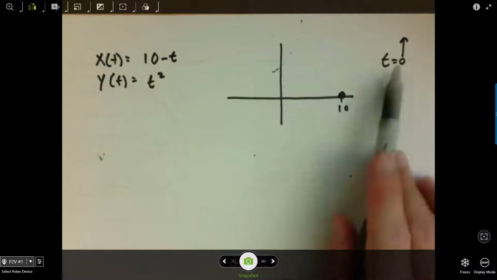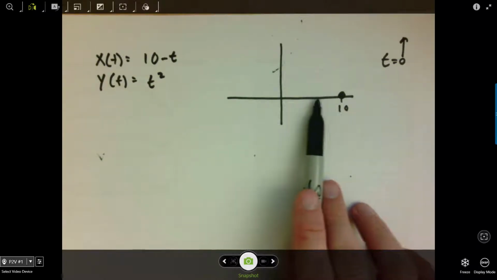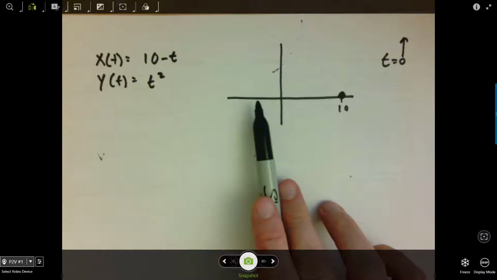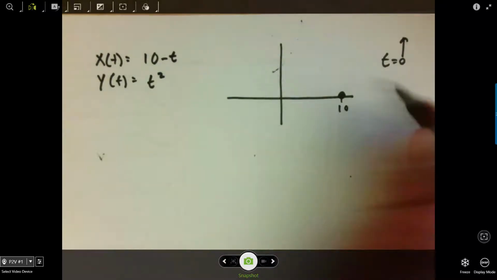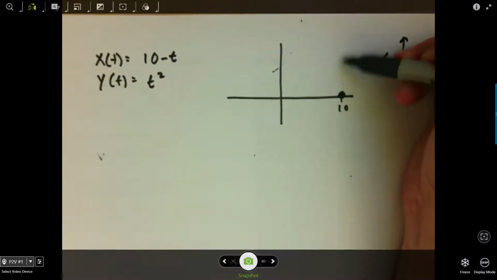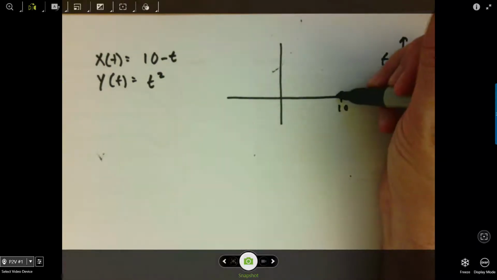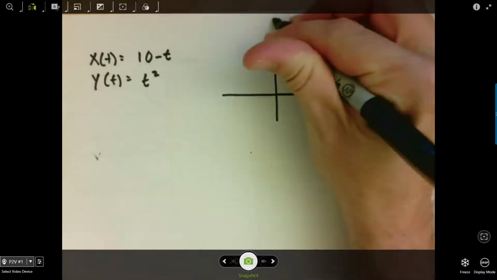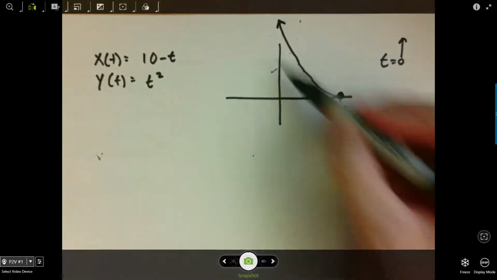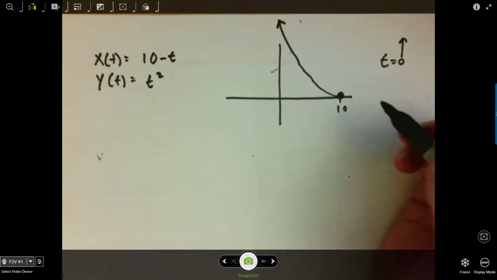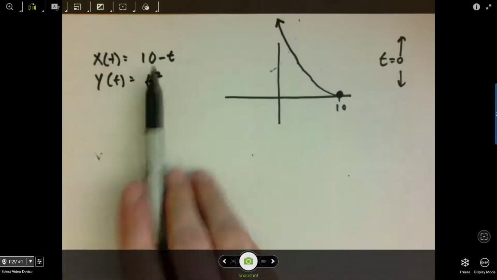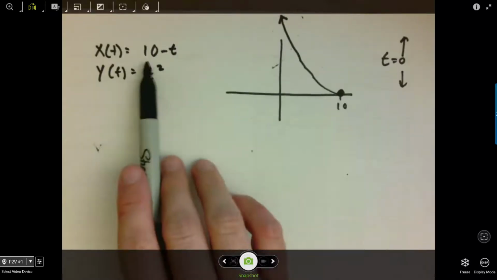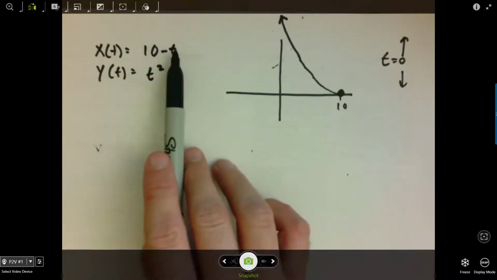So as t goes up, my x-coordinate is going this way at a constant rate. Okay, meanwhile, as t goes up, my y-coordinate is increasing at an accelerating rate because it's t squared. So my y-coordinate is going this way faster and faster. So if I put those two things together, I've got seemingly a parabola, but whose vertex is here at 10. If you imagine t going towards the negative numbers, so let's say negative 1, for example, I have 10 minus negative 1 would be 11.